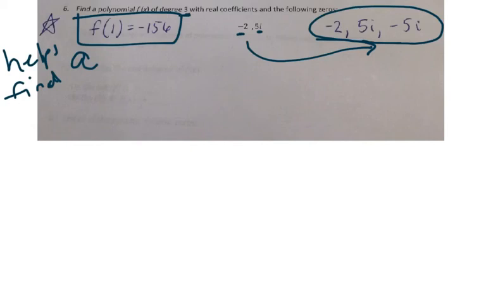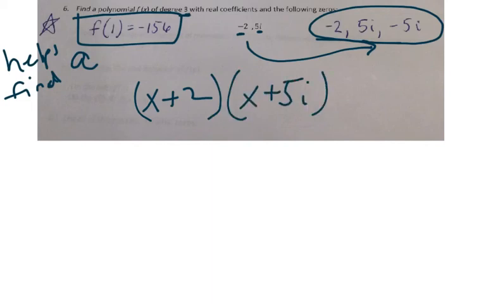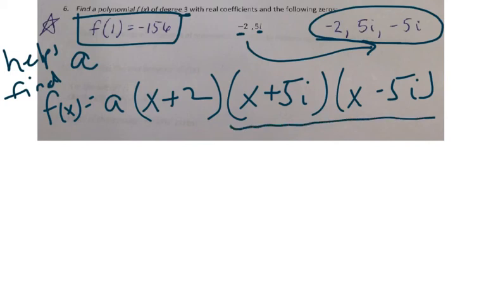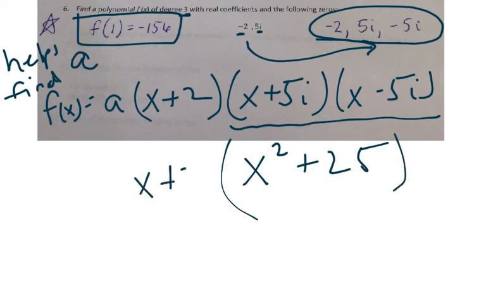So that gives us the following factors: x plus 2, x plus 5i, and x minus 5i. But remember, we have a leading coefficient that we don't know and that we're going to have to solve for. Based on our previous example, we can go straight from here to say that when I multiply this out, we're going to get x squared plus 25. If you don't believe me, do it on your own. But it is true, so just trust me.